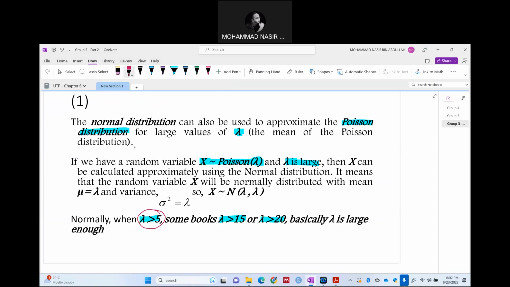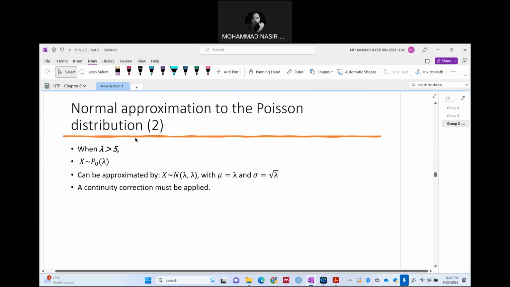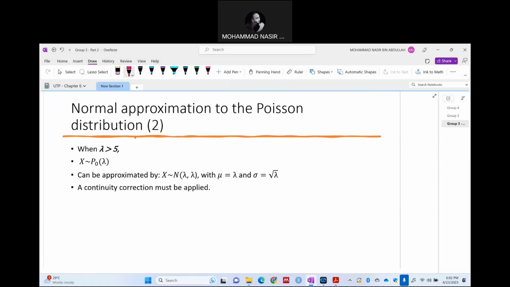So when we convert to normal distribution, we know that the mean equals mu, lambda. So sigma squared is also equal to lambda, right? So now this is the summary requirement. When lambda is large, more than 5, and X has a Poisson distribution, we can approximate by a normal distribution with mean equal to lambda, sigma squared equal to lambda. And then the most important part is that continuity corrections must be applied. Steps are the same as previous, but in this condition, we have a Poisson distribution.